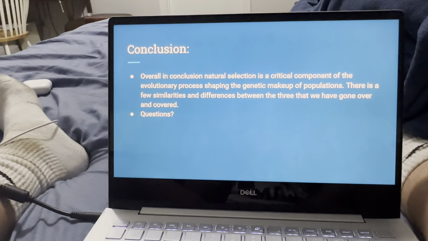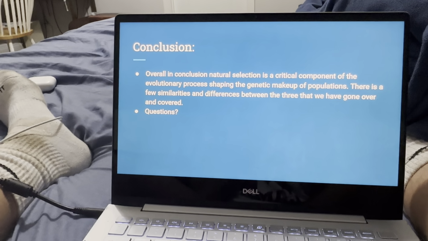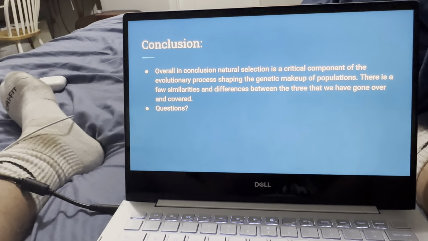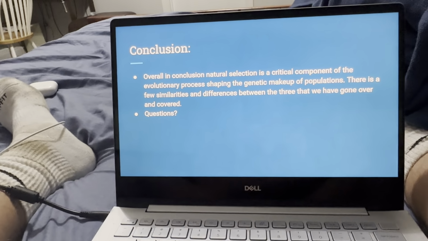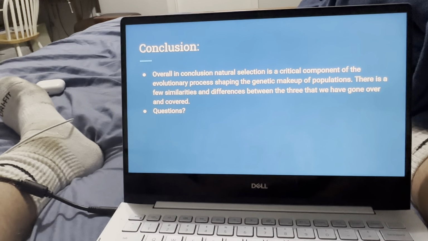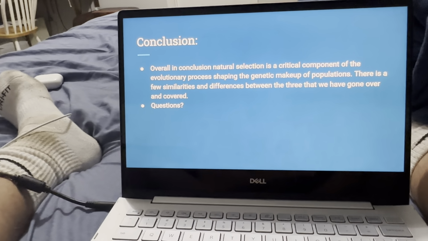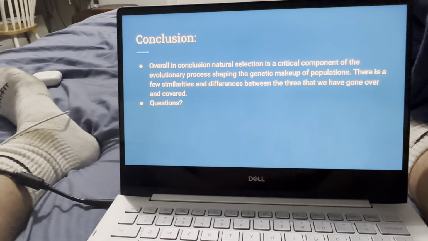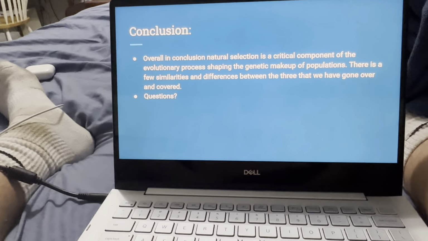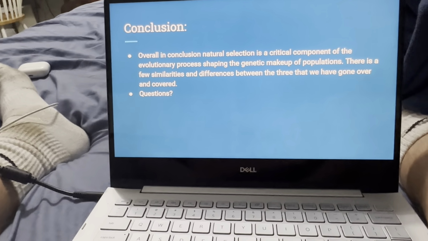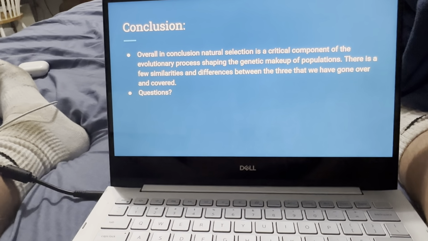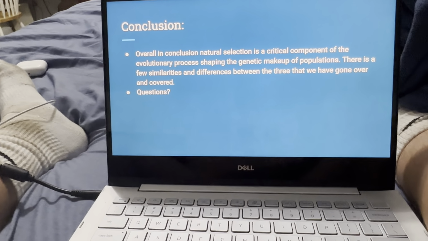Overall, in conclusion, natural selection is a critical component of the evolutionary process, shaping the genetic makeup of populations. There are a few similarities and differences between the three that we have gone over and covered. From this point out, this is question time. If anyone has any questions, concerns, or would like to know anything further, please let us know, and we'd be happy to answer.